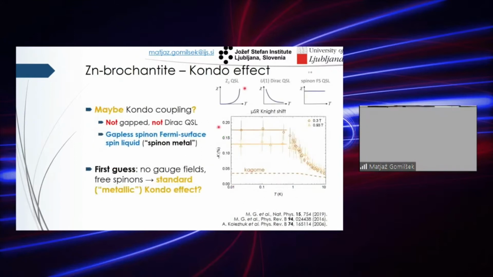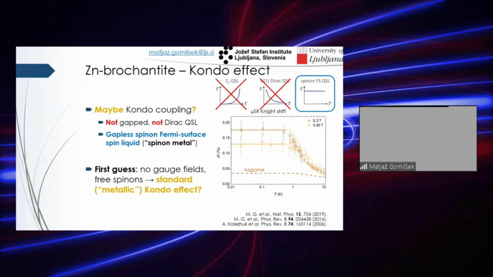Is this a Kondo type coupling? It cannot be for a gapped spin liquid, as that would lead to a reduction of the impurity magnetization as the temperature is lowered, or a Dirac type spin liquid, so Dirac cone type dispersion for the spinons, that would lead to a divergence at low temperatures. Instead, we see a plateau, which theory predicts should occur when you have a spinon Fermi surface in the spin liquid. So spinons actually do behave like electrons in a metal, so with a finite Fermi surface. Then we get a plateau in the susceptibility.